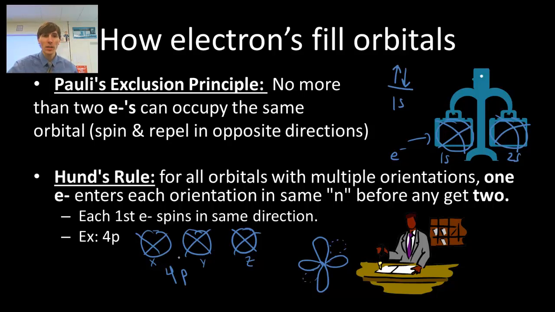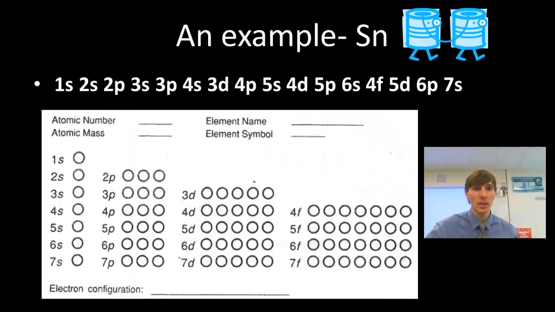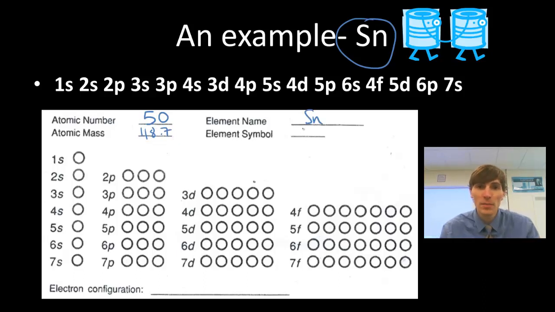So I'm going to apply all these 3 principles into actually doing an example problem. So let's look at tin on the periodic table. I look at the periodic table, and tin is atomic number 50. We're going to assume that it is neutral. Tin's atomic mass, I'm looking at the periodic table, is about 118.7, the average atomic mass. The element symbol is Sn, or tin, excuse me.